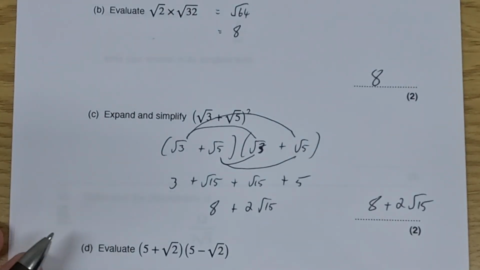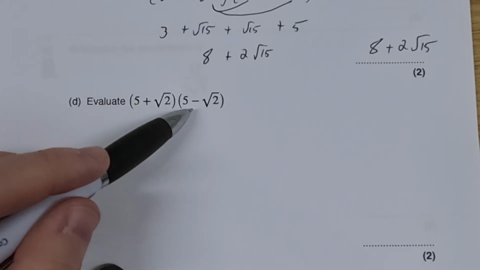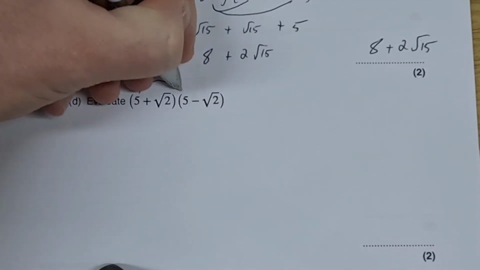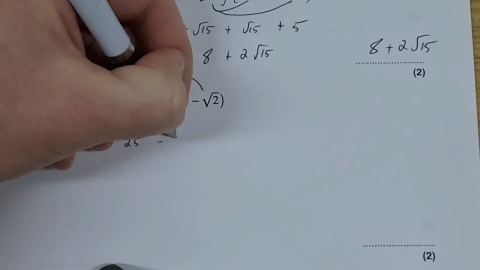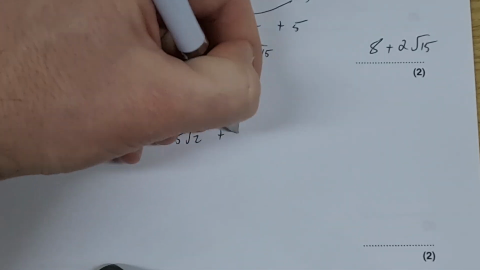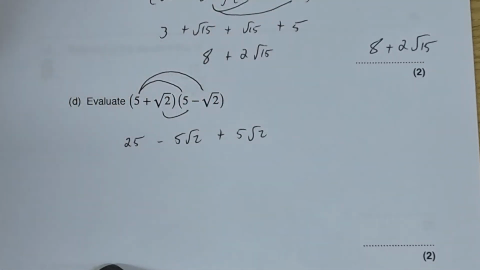Okay, now part D. So we've been asked to evaluate 5 plus root 2 in brackets multiplied by 5 minus root 2 in brackets. So let's expand these. So 5 times 5 is 25. 5 times minus root 2 would be minus 5 lots of root 2. Root 2 times 5 would be plus 5 lots of root 2, because you're doing root 2 times 5, so it'd be plus 5 lots of root 2.